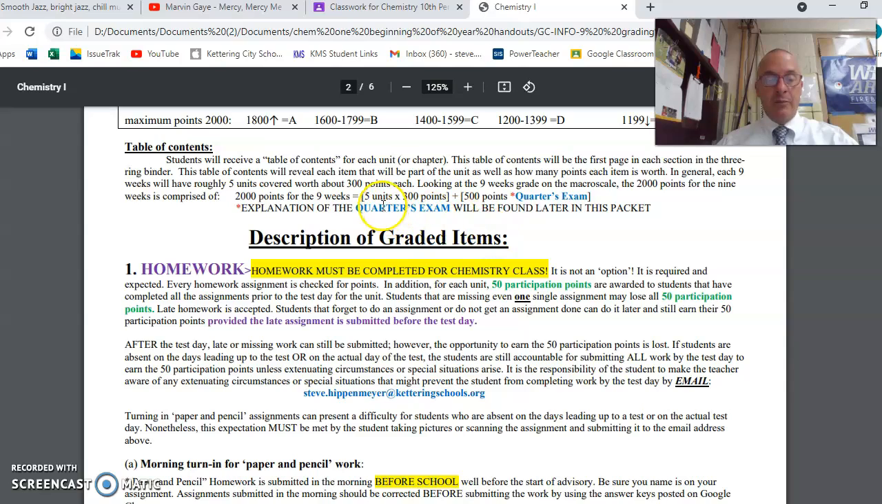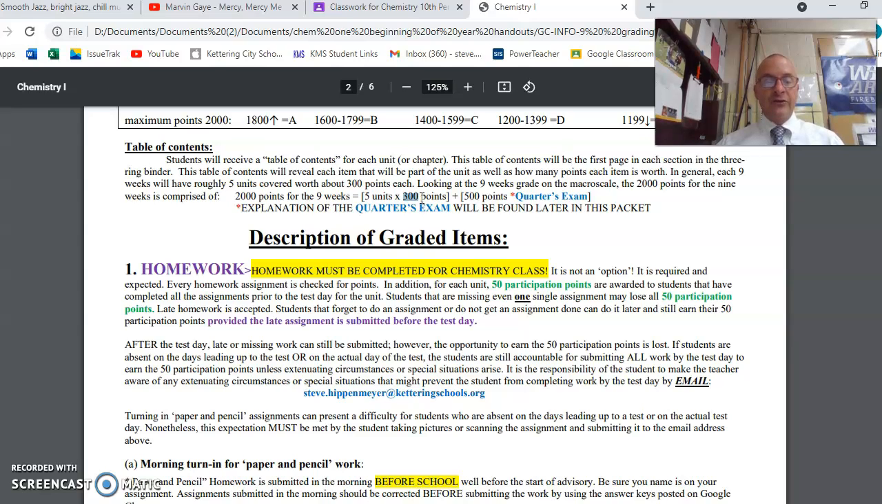Now, how many assignments will we have, or how many points are the assignments worth? Well, again, for a typical 9 weeks, we'll have 2,000 points. We have 5 units making up those 2,000 points. Each unit is roughly worth 300 points. 50 of those 300 points are for completing your work. On the average, tests will be worth around 100 or 150 points for each unit. So each unit will have a test as well.